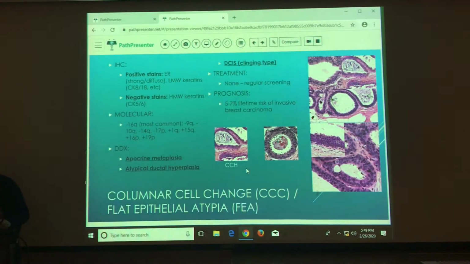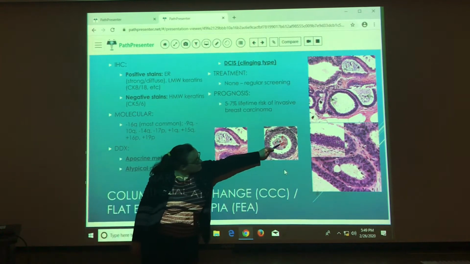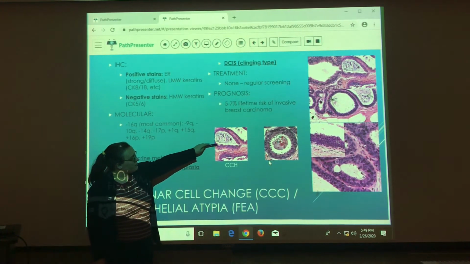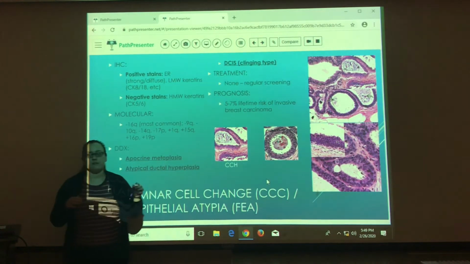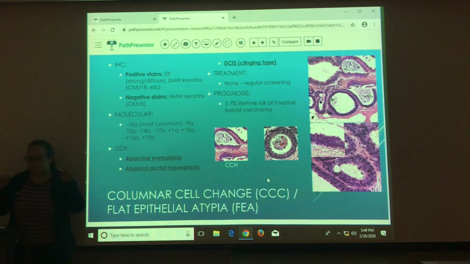Again, up on top we have columnar cell change, and on the bottom we have FEA. You can see some calcium crystals. In columnar cell hyperplasia you shouldn't really have atypia, but instead of focal stratification you're going to have a lot more, and they can be heaped sometimes, but they still maintain polarity, and they're not going to be very pleomorphic.